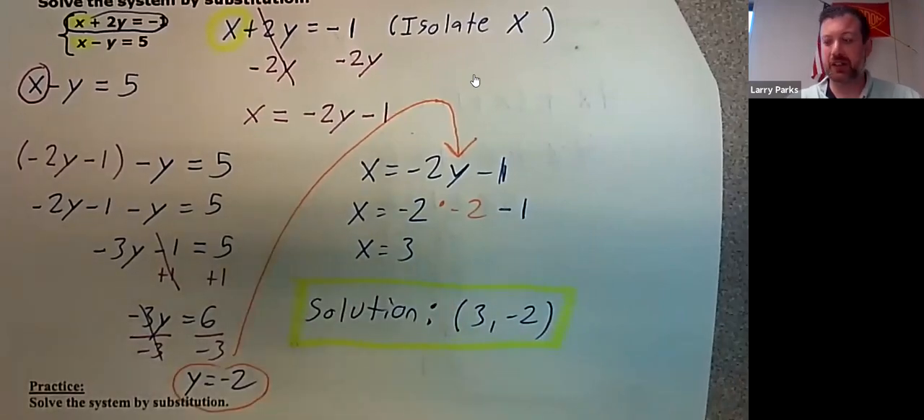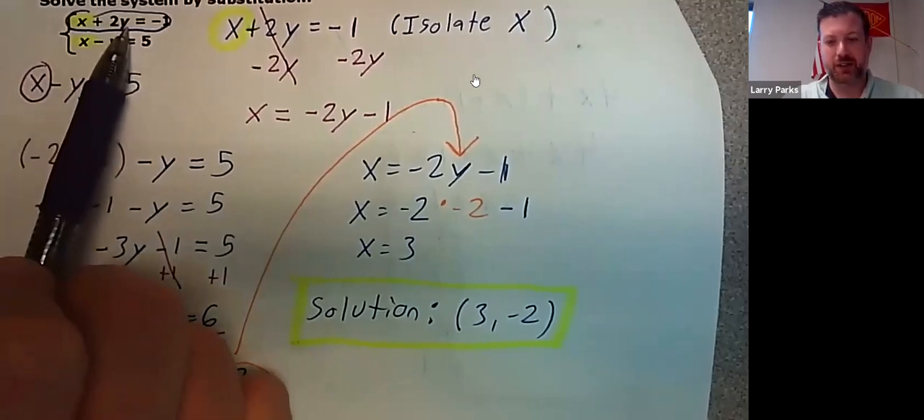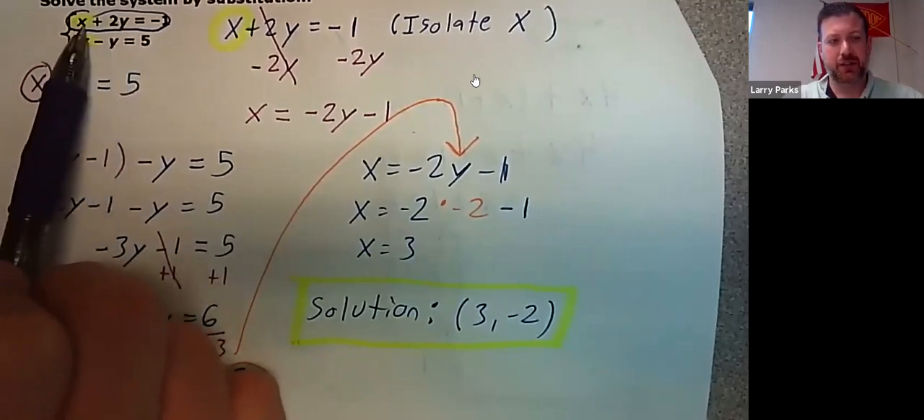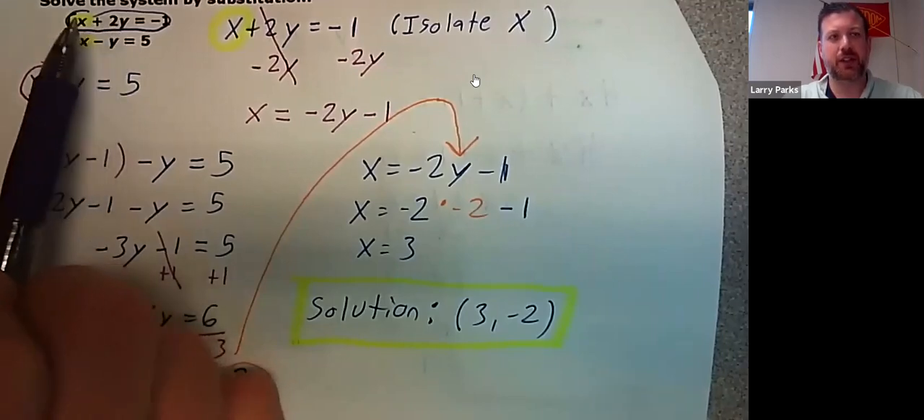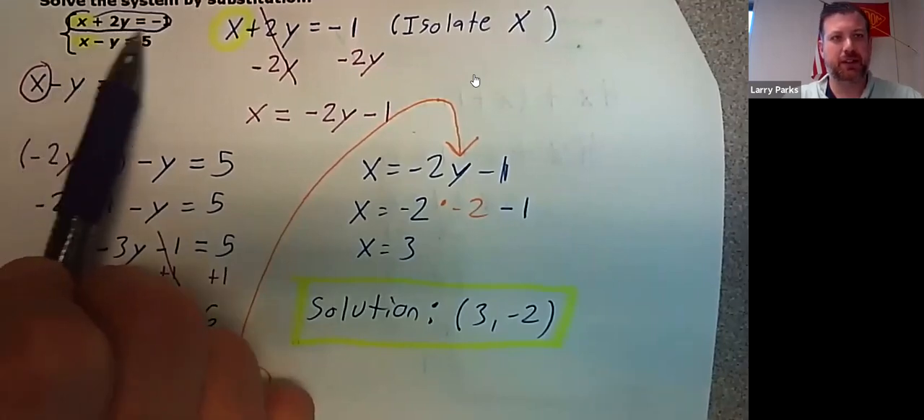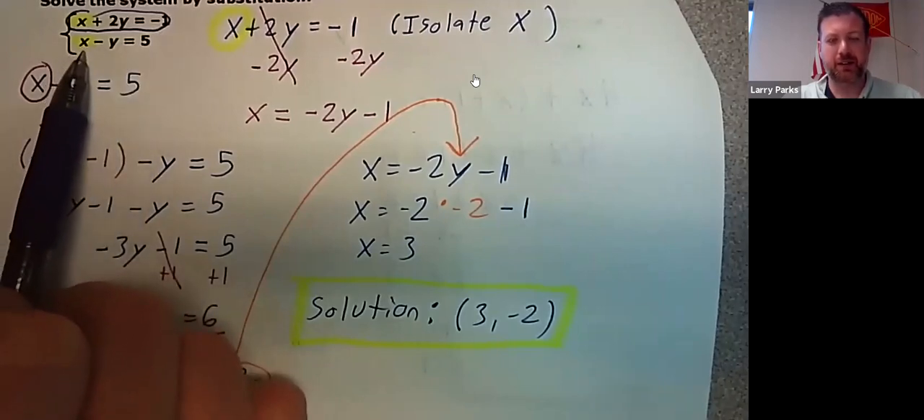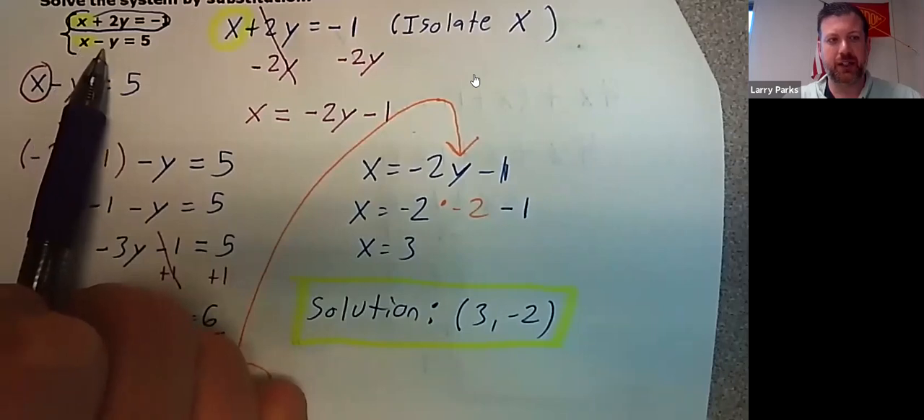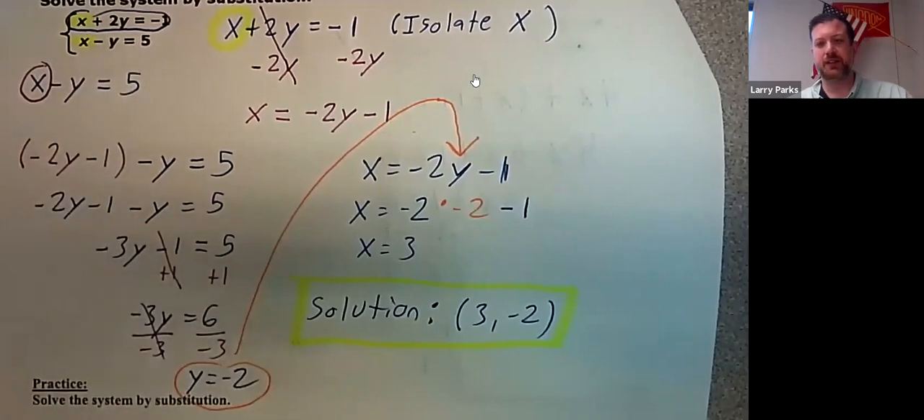Let's double check our work. So x is 3, y is negative 2. So 3 plus 2 times negative 2 is negative 4. 3 plus negative 4 is negative 1. And then here when I plug the value of x in, 3, I get 3 minus negative 2. 2 negatives make a plus. So that's really 3 plus 2 is 5. So yes, I know I'm correct.